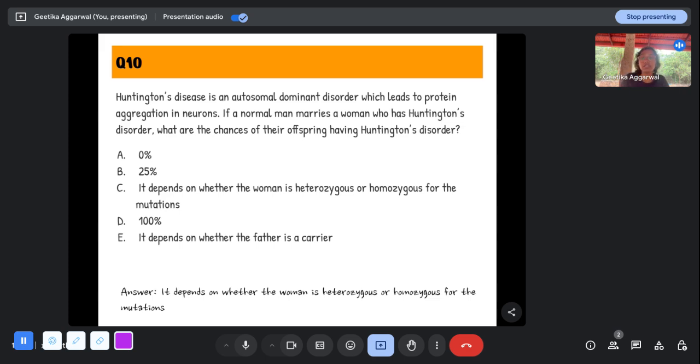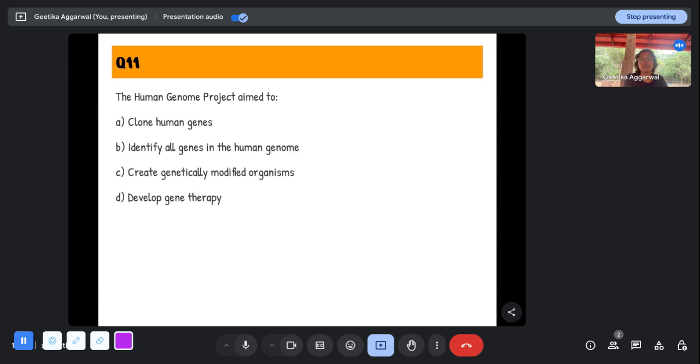The woman does have Huntington's, but we don't know if she's homozygous. She has both capital H, or does she have capital H, small h. If she has capital H, small h, then the offspring have a 50% chance of getting Huntington's disorder, and if she's homozygous dominant, then they will have a 100% chance of getting Huntington's disorder. So this question, the correct answer is it depends on whether the woman is heterozygous or homozygous.